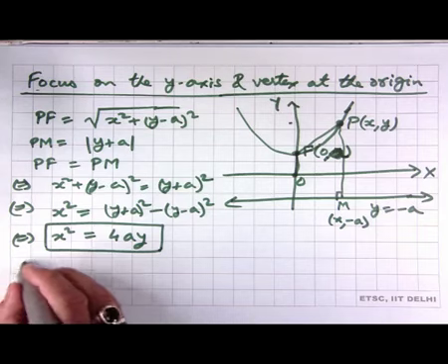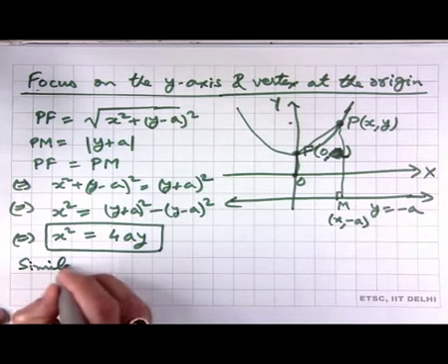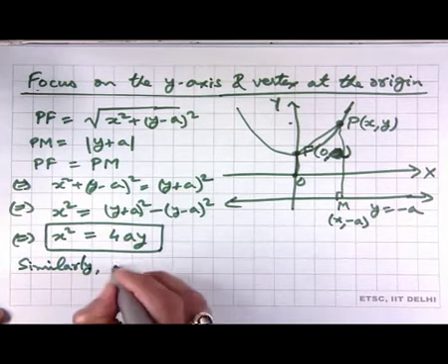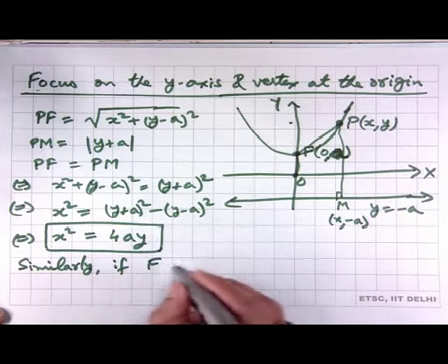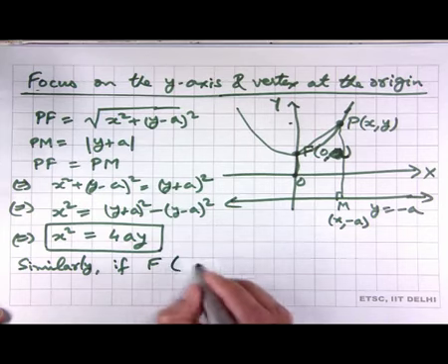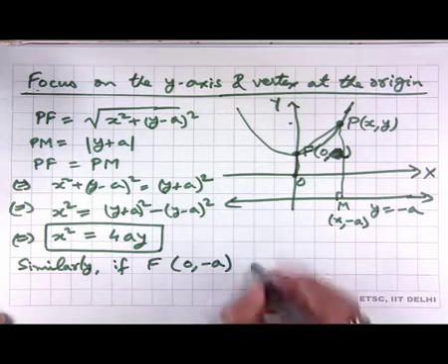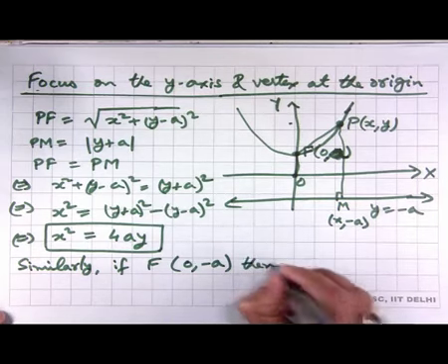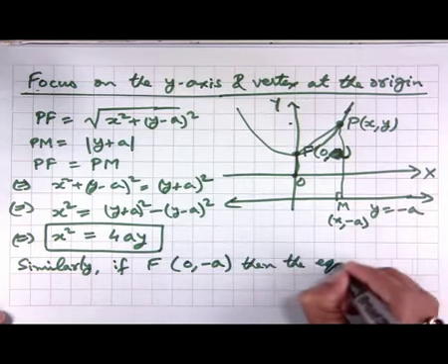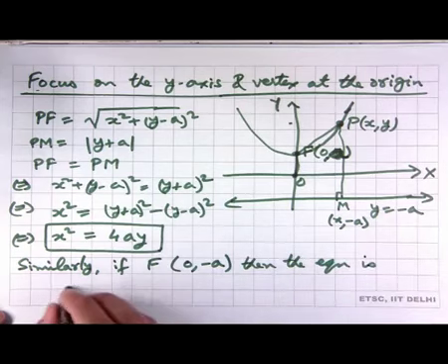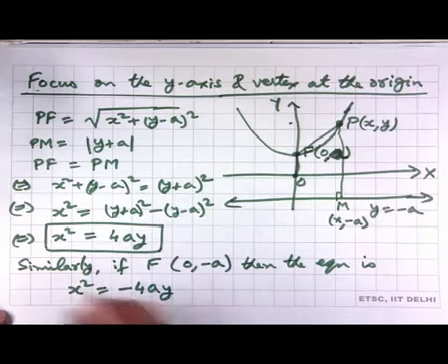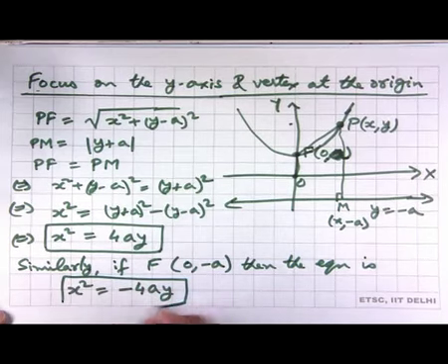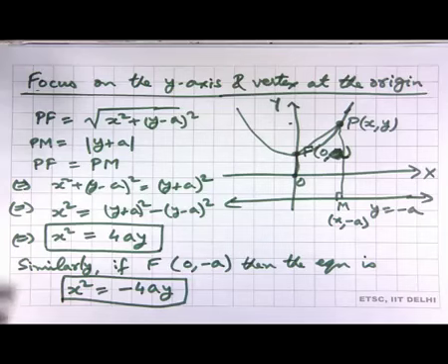Similarly, if focus F is at (0, -a), then the equation of the parabola is x square equal to minus 4 a y. So, these are 4 standard forms.